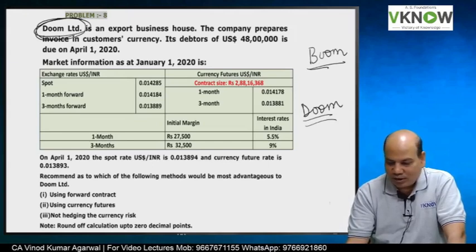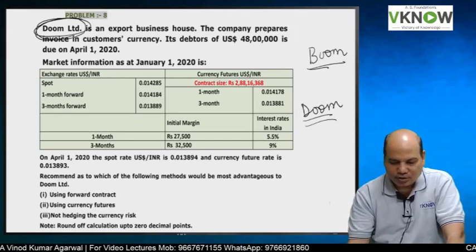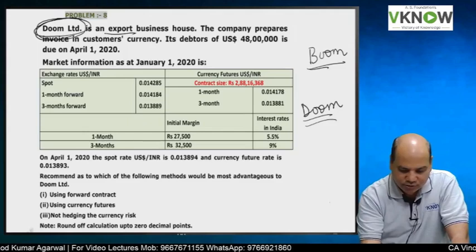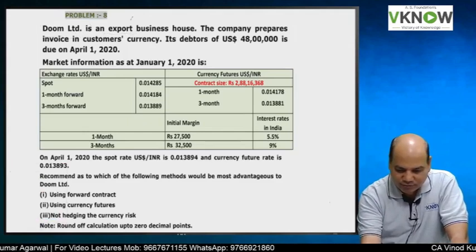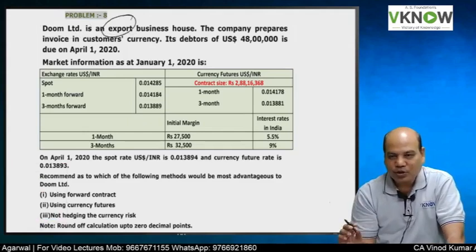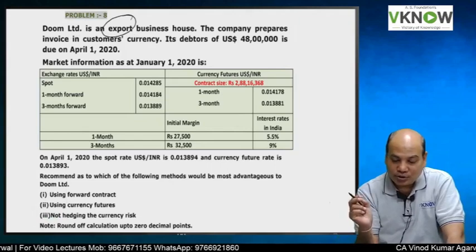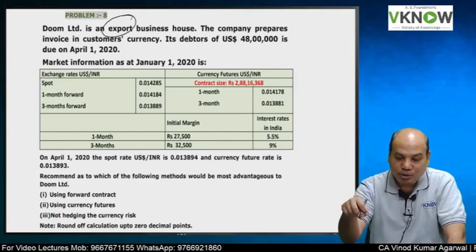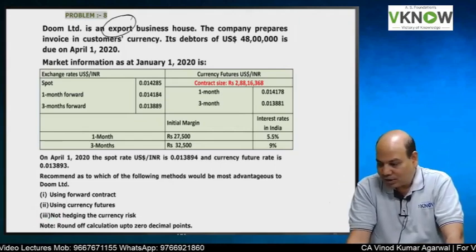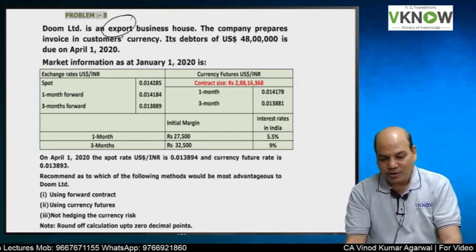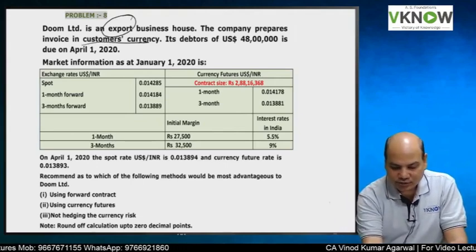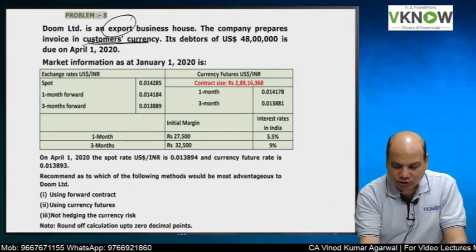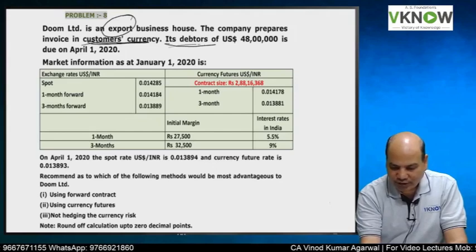So DUM Limited is an export business house. Underline the word export because the answer will completely change if it was import. As homework, you can try assuming it was an import business house. The company prepares invoice in the customer's currency, so there will be a problem of exchange risk.